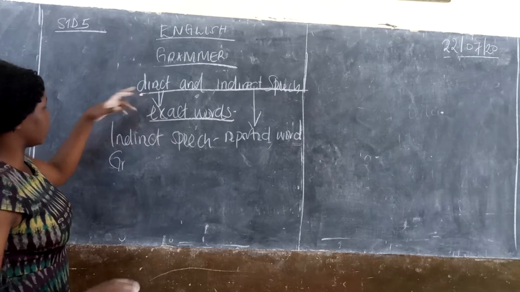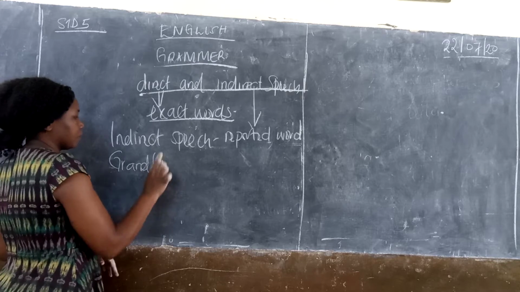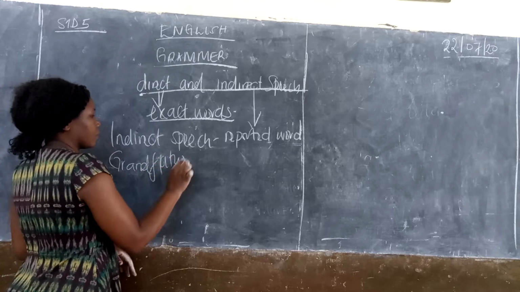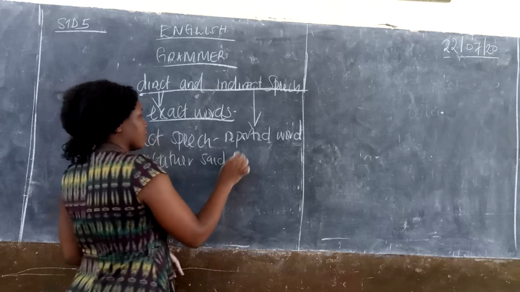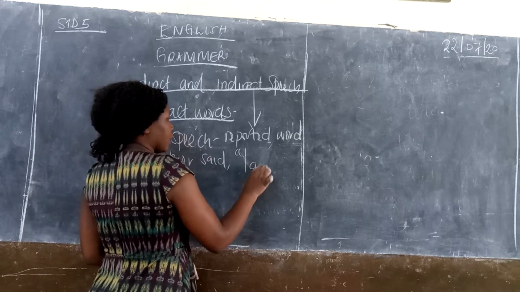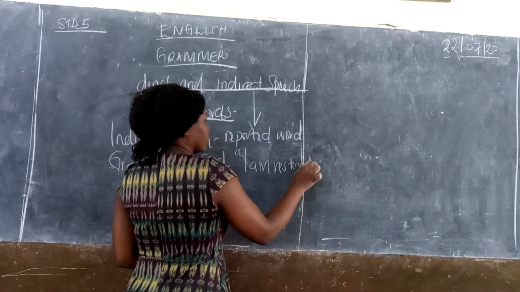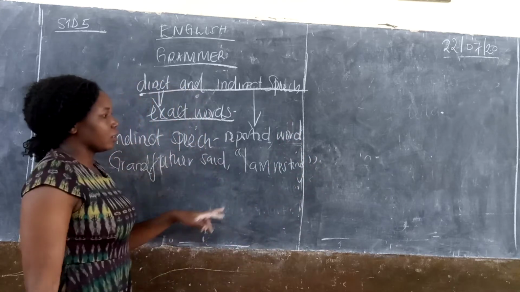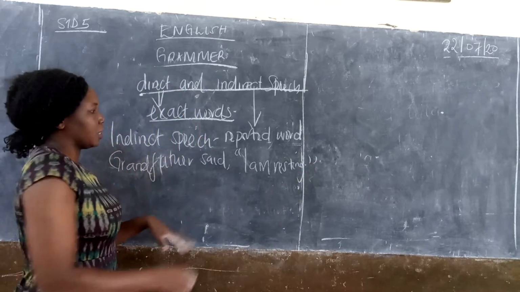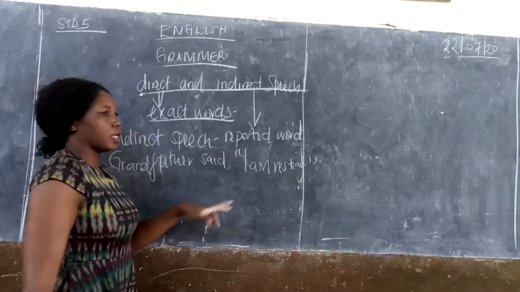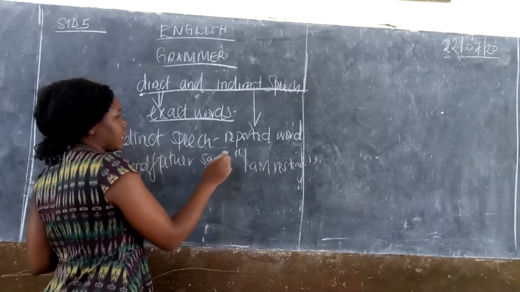Let's try to look at grandfather said. Grandfather said, comma, I am resting. Then you put your full stop there. This is direct speech, where you use speech marks.